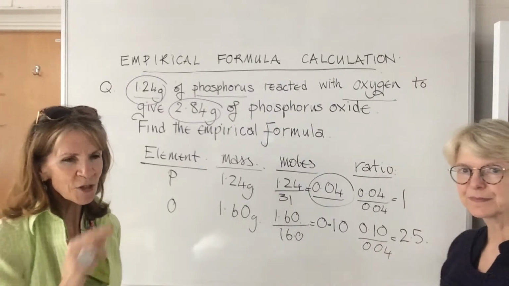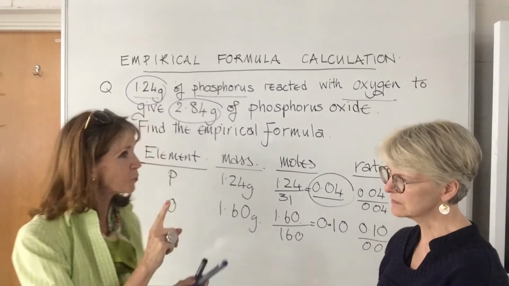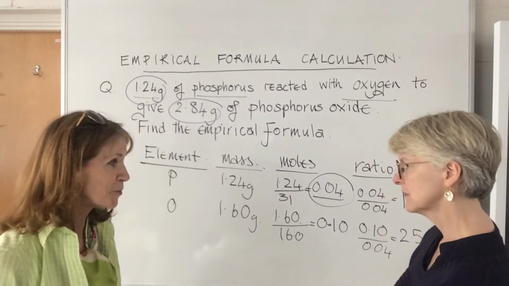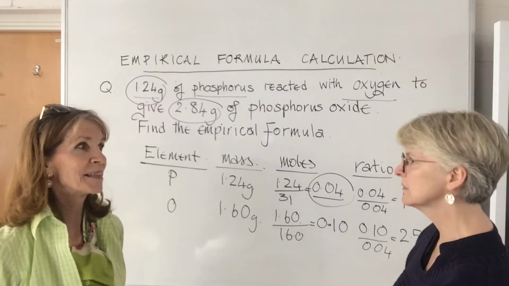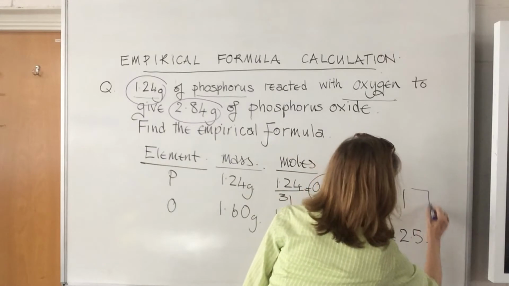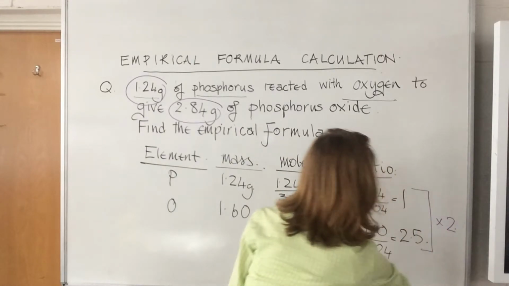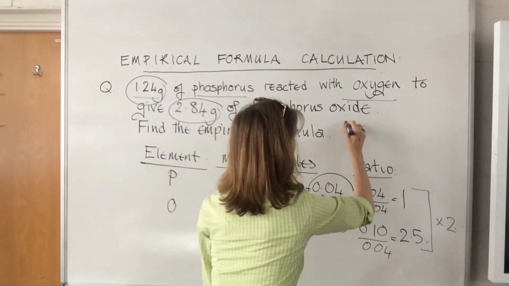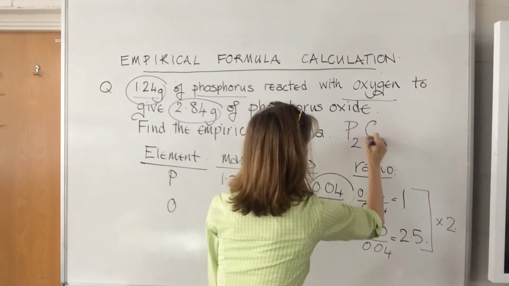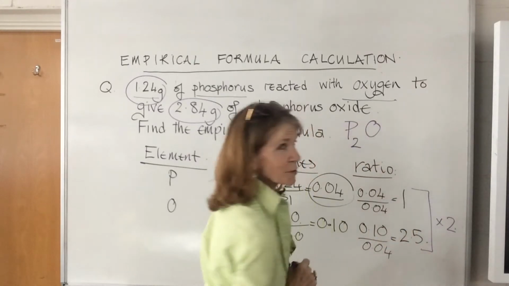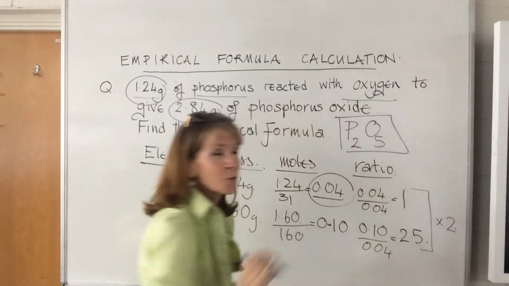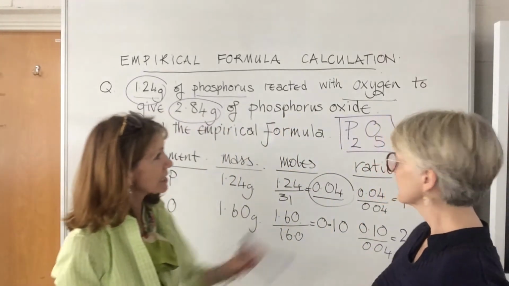So what you have to do is multiply it by a number that will give you the whole number. Okay. So if I look at these two numbers, I would say if you multiply that by 2, that will give you whole numbers. Okay, fine. So if we multiply those by 2, then we have P, 2 times 1 gives you 2. And then for the oxygen, 2 times 2.5 gives you 5. So your empirical formula for phosphorus oxide is P2O5.